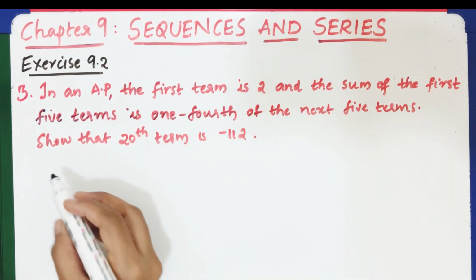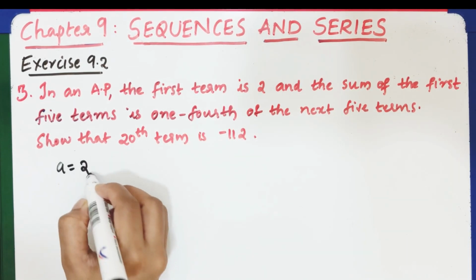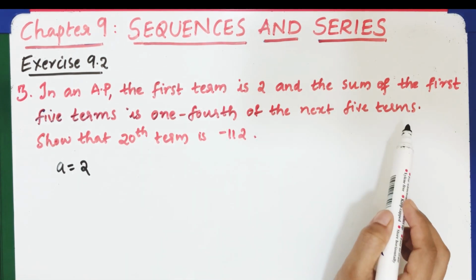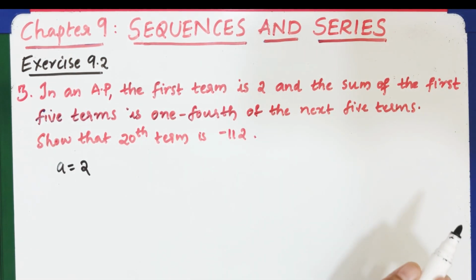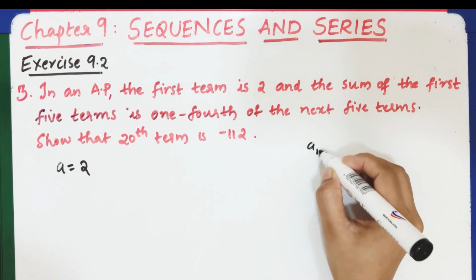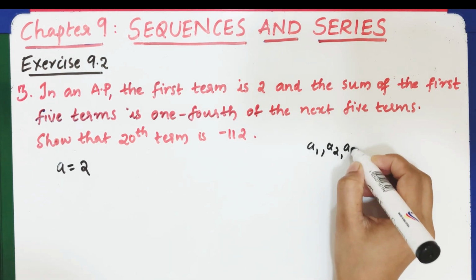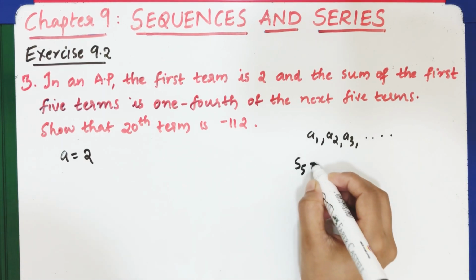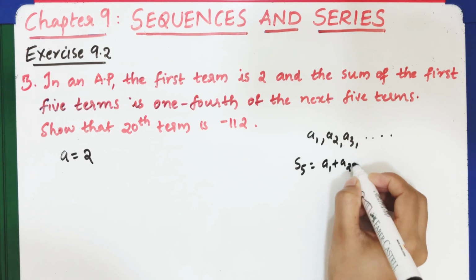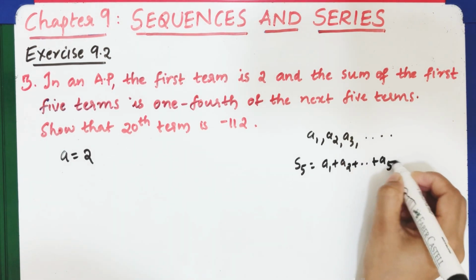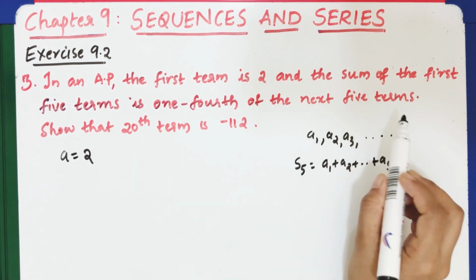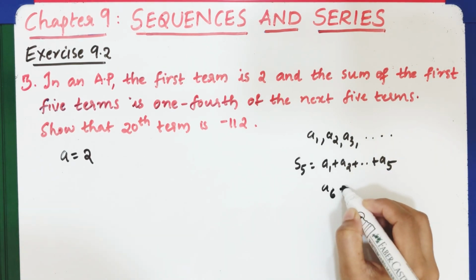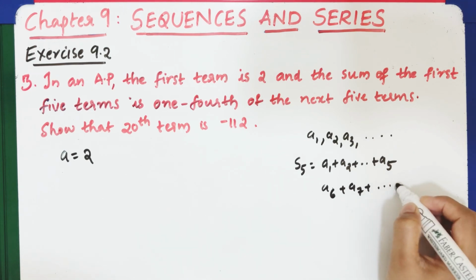We have the first term a is equal to 2 and the sum of the first 5 terms is 1/4 of the next 5 terms. What is the sum of the first 5 terms? If A1, A2, A3 etc. is the AP, then S5 is equal to A1 plus A2 plus etc. plus A5. And what is the sum of the next 5 terms? The next 5 terms are A6 plus A7 plus etc. plus A10.